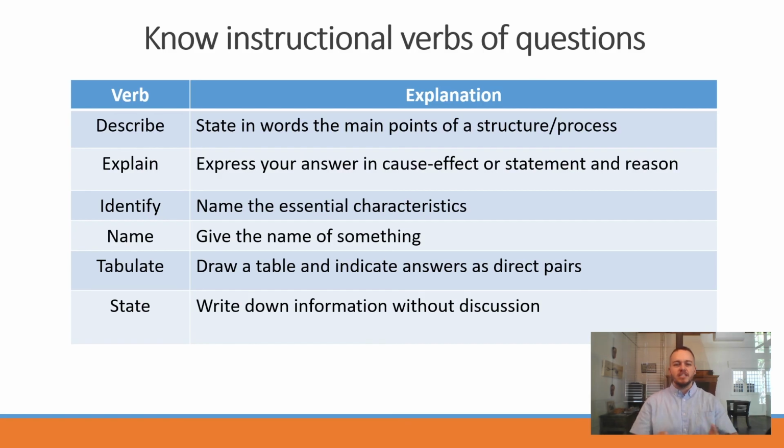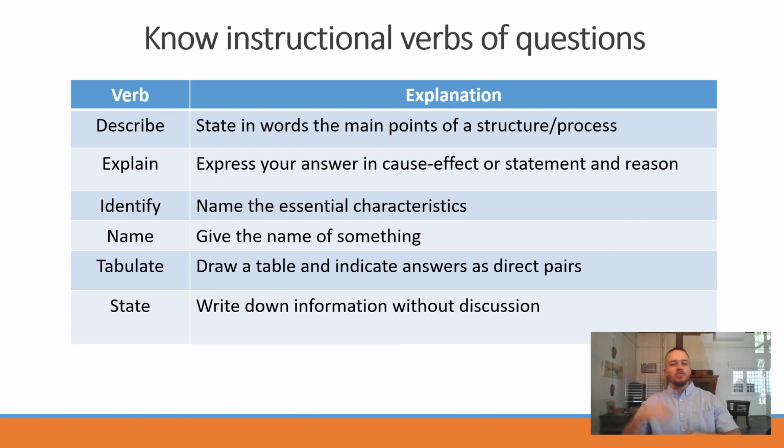Identify is just name essential characteristics. So identify the parts of an electric fence. And you just bullet and you say you need the wire, you need the generator, you need the earthing cable, stuff like that. Name, give the name of something. We show you a picture, name this. Tabulate, put it in a table, draw a table. In Afrikaans, tabuleer, boys. It's where you have to make that table.